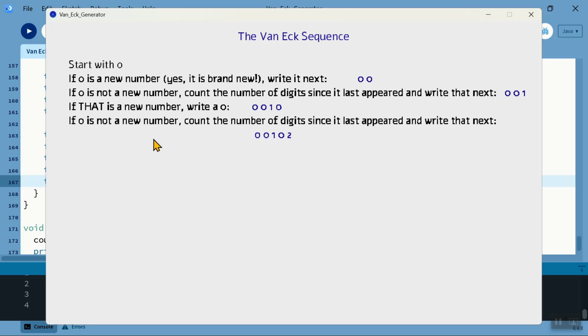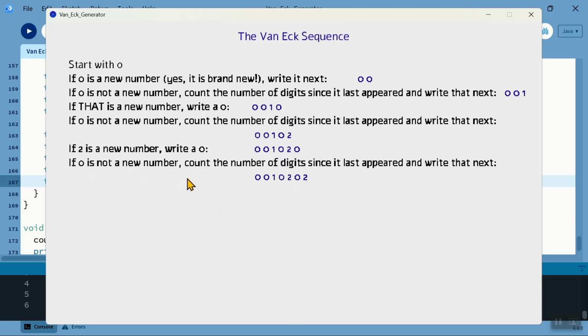If 0 is not a new number, count the number of digits since it last appeared and write that. Well, it last appeared 1, 2 digits ago, so we write a 2. If 2 is a new number, write a 0. Well, 2 is a new number. We haven't seen it, so we write a 0. If 0 is not a new number, count the number of digits since it last appeared. Well, 0 last appeared 1, 2 digits ago, so we write a 2.